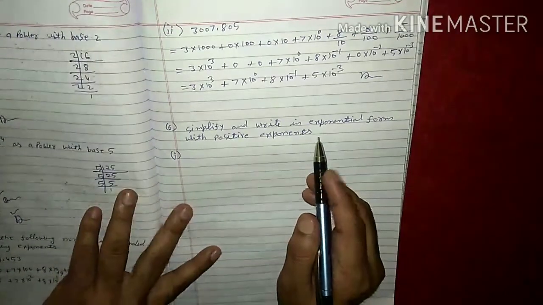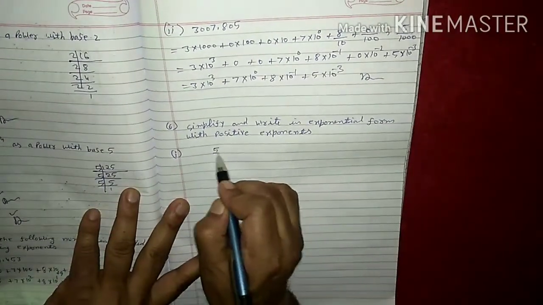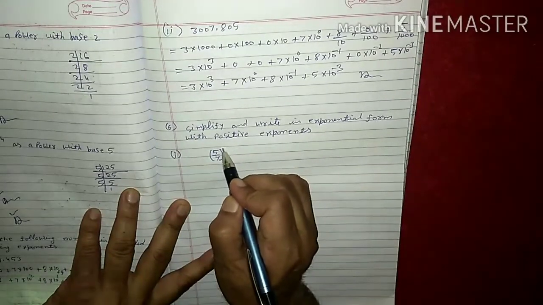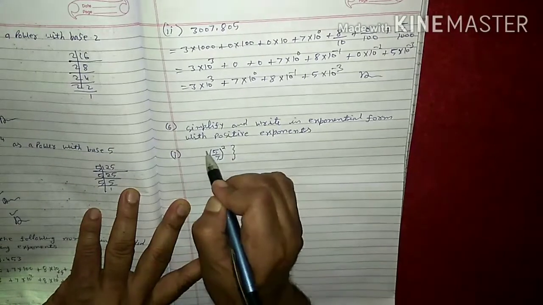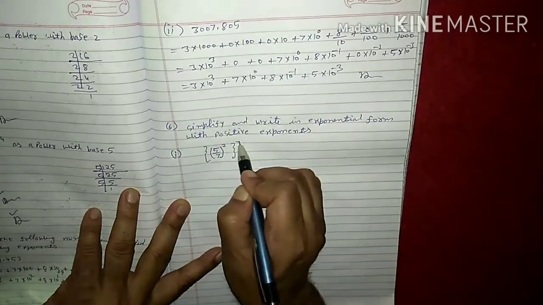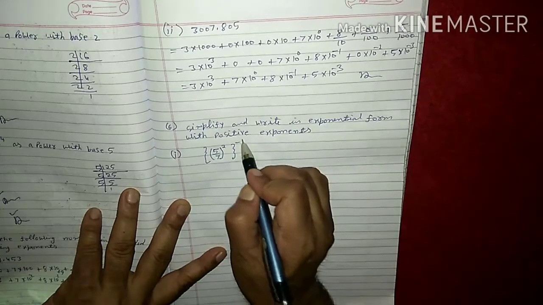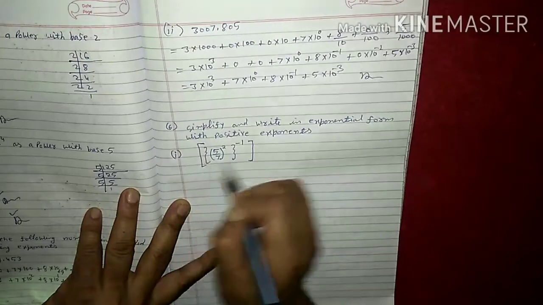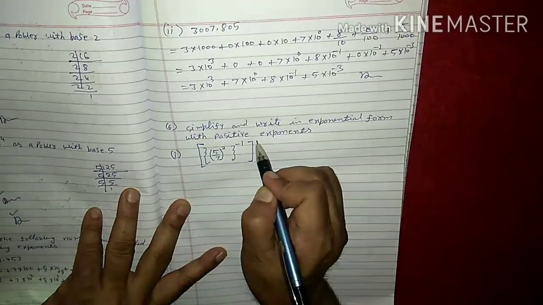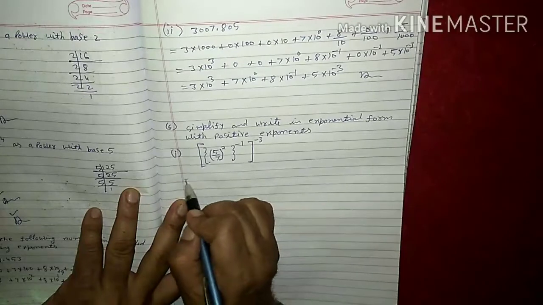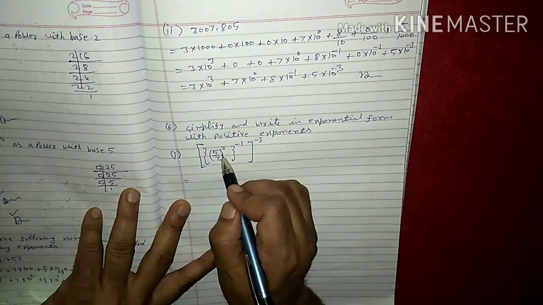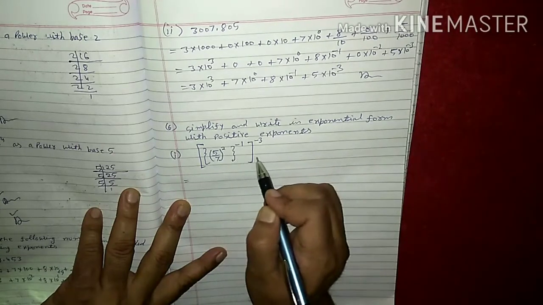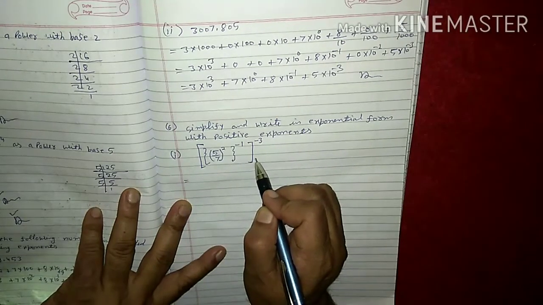Right? The question is (5/7) whole power 2, curly bracket, whole power minus 1, large bracket, whole power minus 3. First of all, you have to solve the small bracket, after that you have to solve the curly bracket, after that you have to solve the large bracket, right?